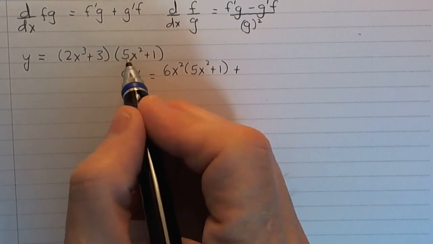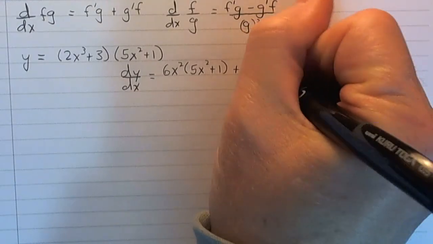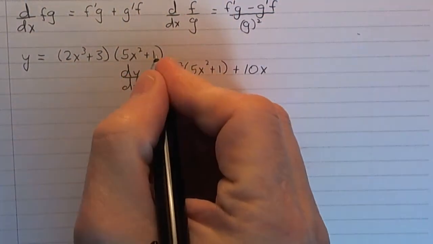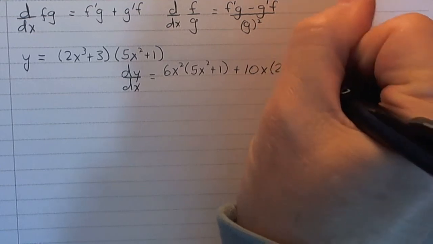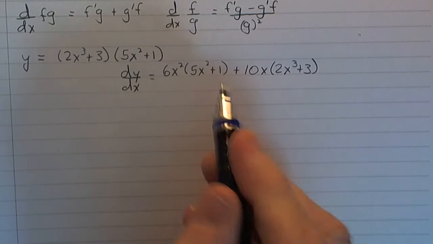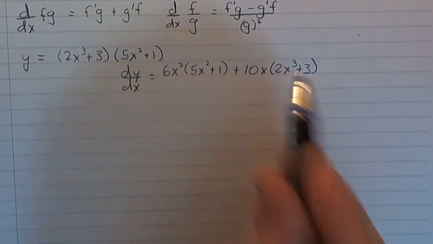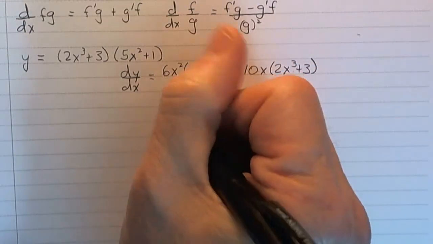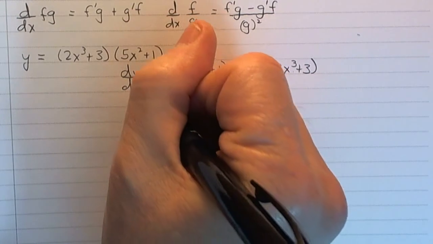Now, that's just going to be term by term differentiation there. We got 10x. Okay, derivative of 1 is 0, so we've got 10x times 2x cubed plus 3. Derivative of the first times second plus derivative of the second times the first. Now, you want to do a little bit of simplification here. You don't want to leave it a mess like this.